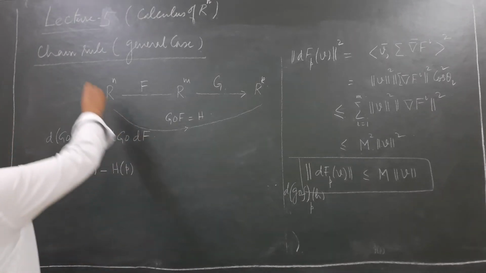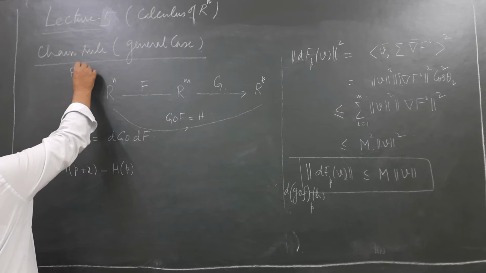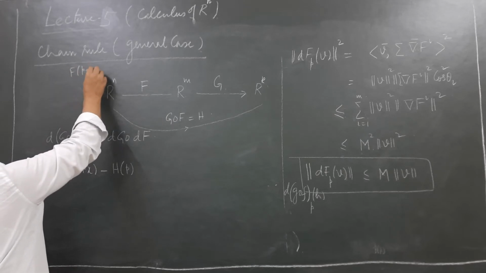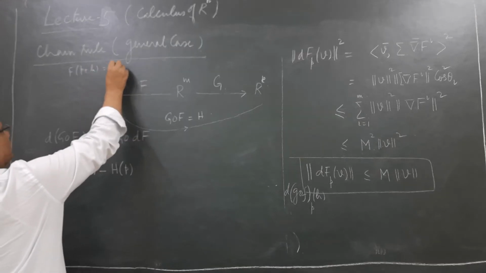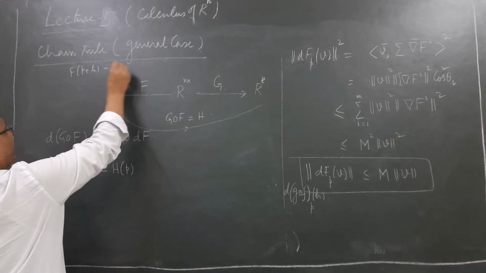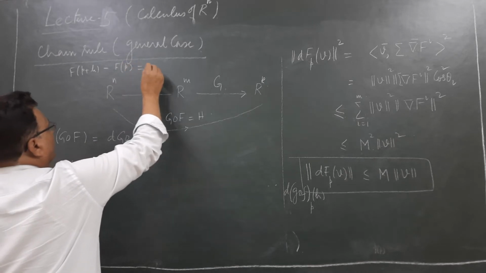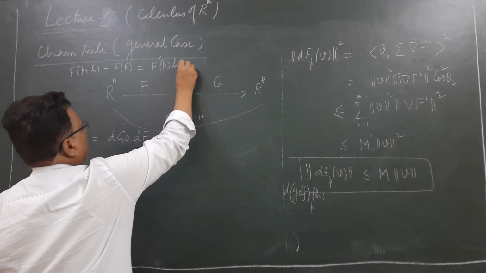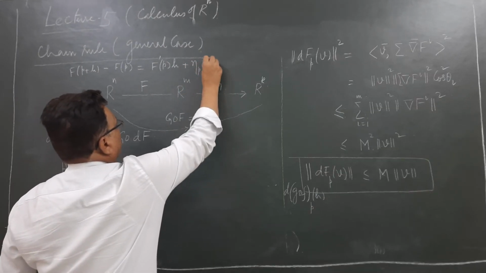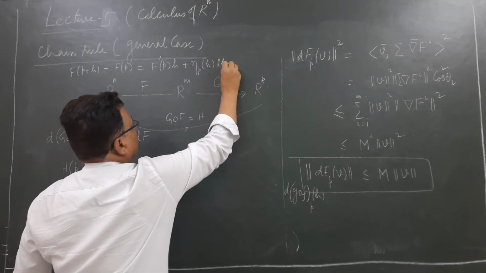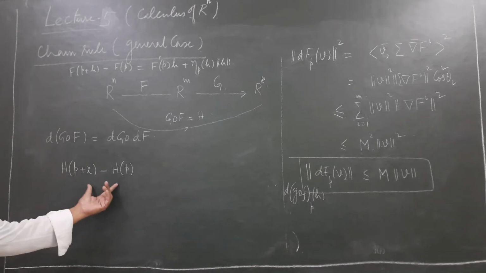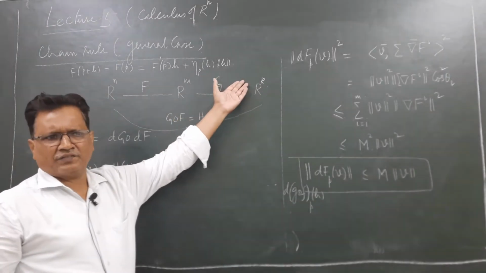So I have rubbed it off. f of p plus h minus f of p, by the definition, should be equal to f dash p into h plus eta p of h into norm of h. Okay, this is the definition of a differentiable function. So I have to see whether I get a similar kind of thing over here.